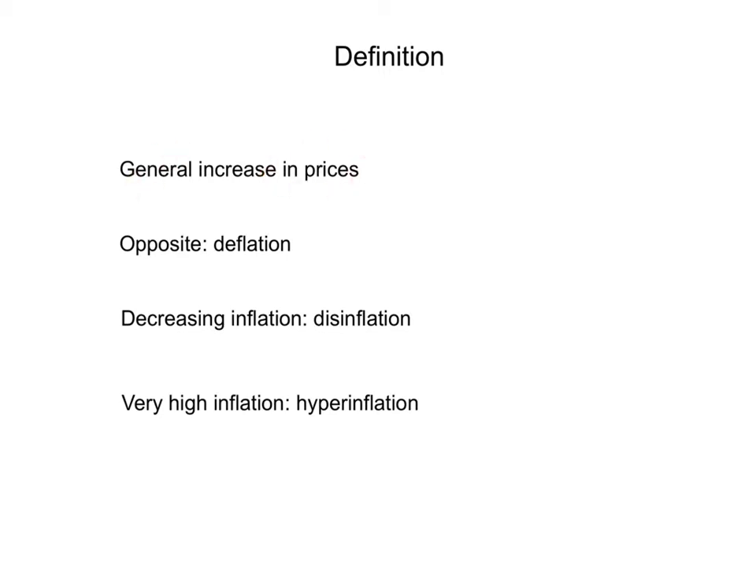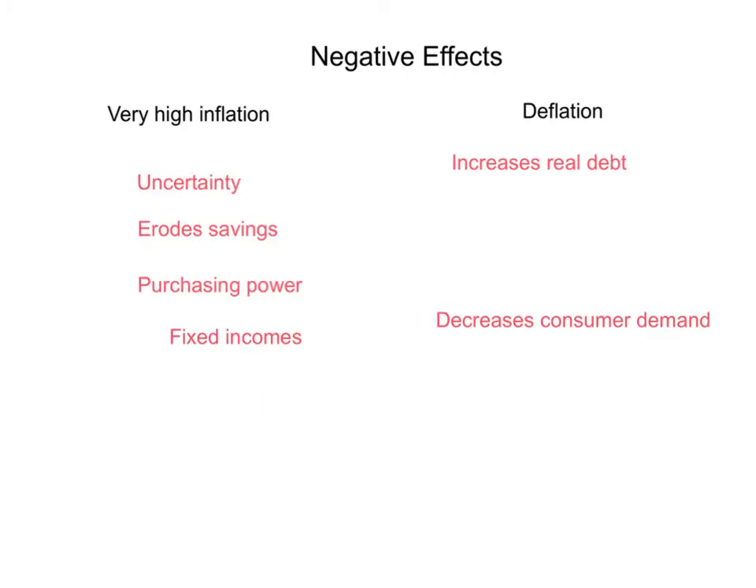For some terminology, its opposite is deflation. This is when there's a general decrease in prices. When the level of inflation is still positive, so we don't have deflation, but it's going down, so it's decreasing, we're going to call that disinflation. And if it's very, very high, 10% is not yet this, but very, very high, we're going to call that hyperinflation.